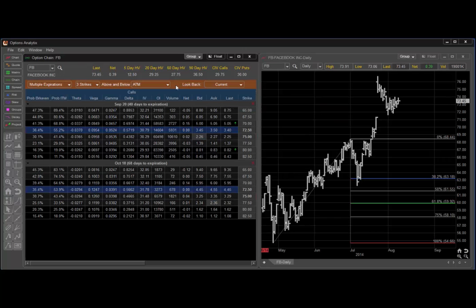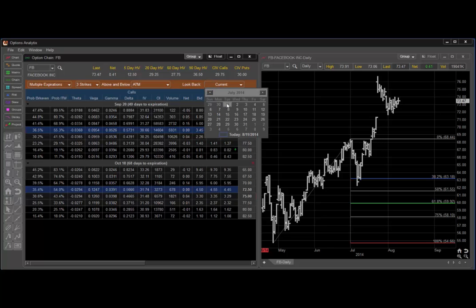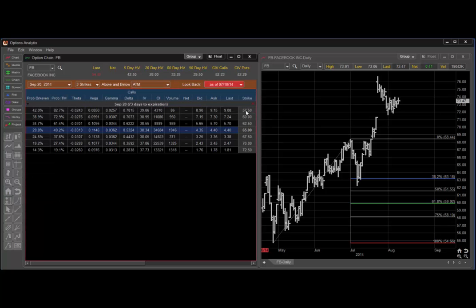A lookback feature is also included. To display historical prices and historical Greek values, left-click on the Lookback drop-down menu and select a date. In this example, I am interested in seeing what the options on Facebook would be priced had I purchased them during the 38% retracement on July 10th. Click on the Lookback menu and select July 10th. The option data will be centered around the last price on that date.